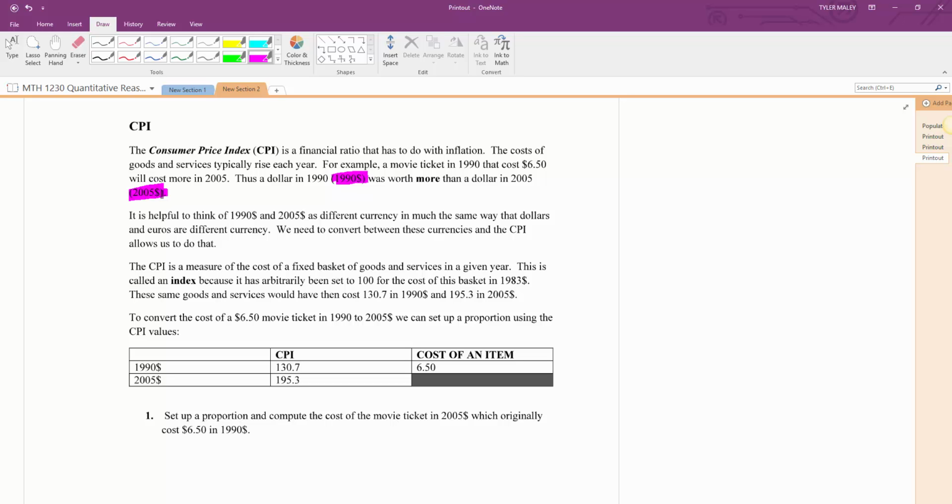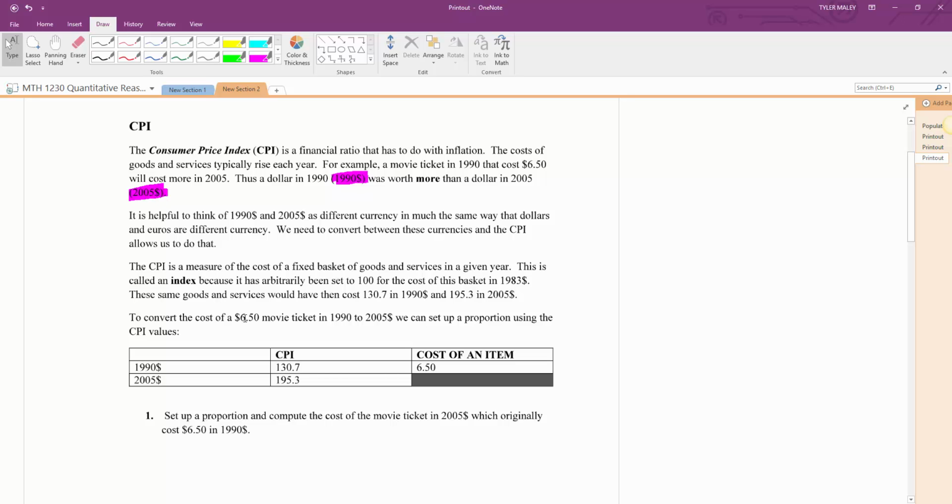So if I want to compare things in different years, we're told that the CPI is a measure of the cost of a fixed basket of goods and services in a given year. This is called an index because it has arbitrarily been set to 100 for the cost of this basket in 1983 dollars. These same goods and services would then have cost 130.7 in 1990 and 195.3 in 2005 dollars. We'll come back to this in a minute.